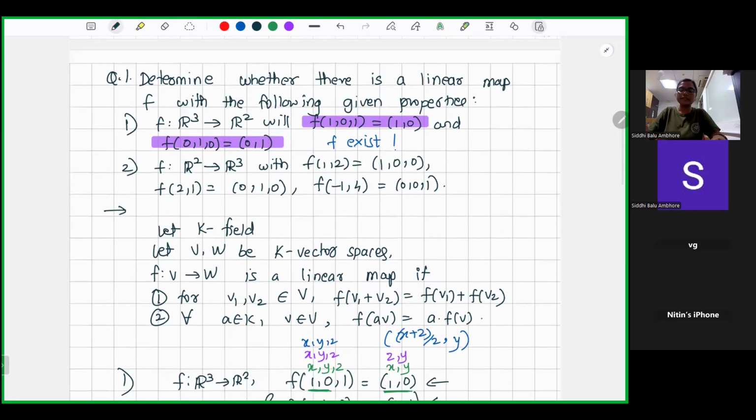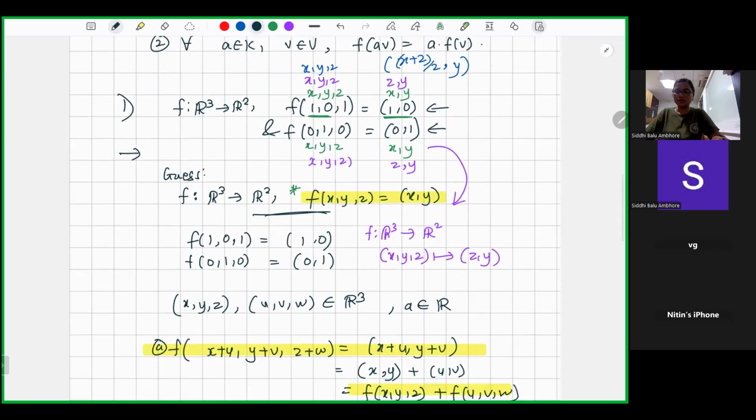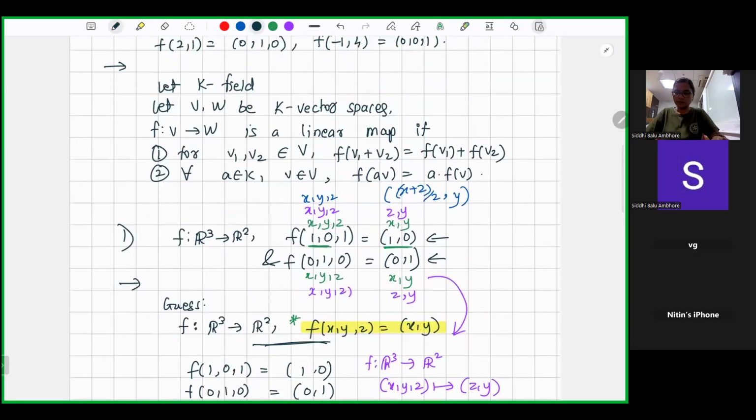That determines whether there is a linear map which satisfies this property or not. So we just wanted to give at least one linear map which satisfies this property. Which we did. Which one did we satisfy here? I mean, which one did we mention here? It is a linear map. We just showed the property here, na?